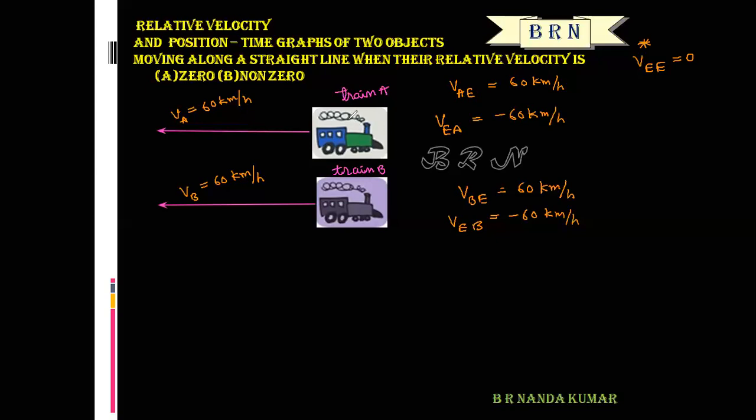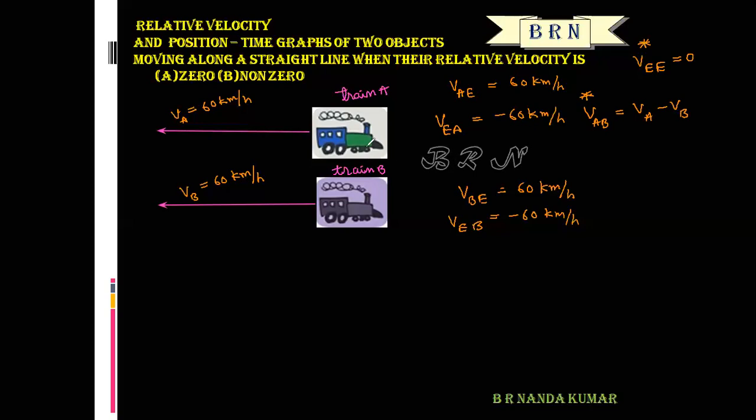The magnitude of speed of train A and the magnitude of speed of Earth are both the same, but the direction is quite opposite, is it not? But velocity of Earth with respect to Earth is equal to 0. So velocity of train A with respect to train B is VA minus VB.